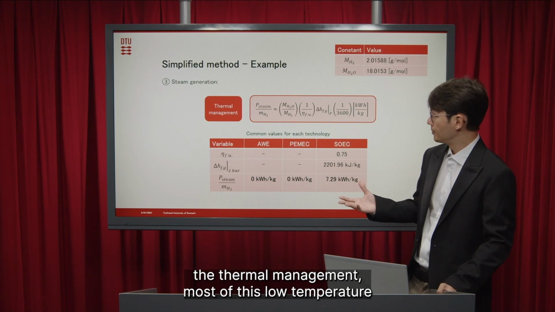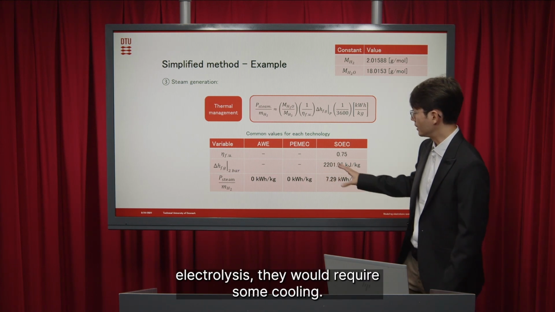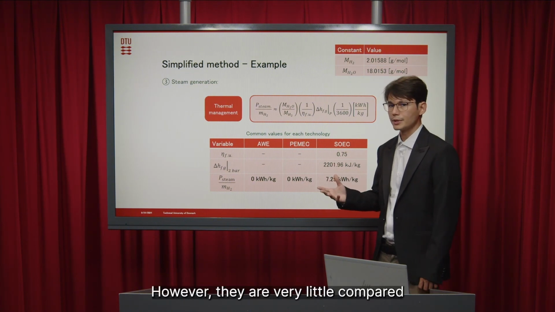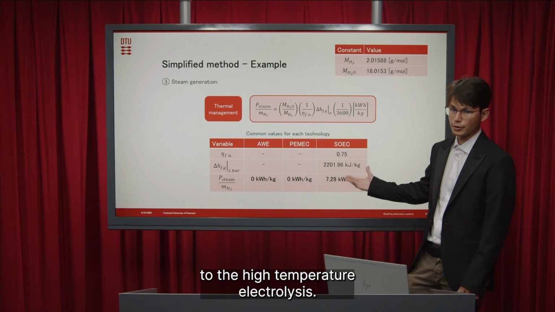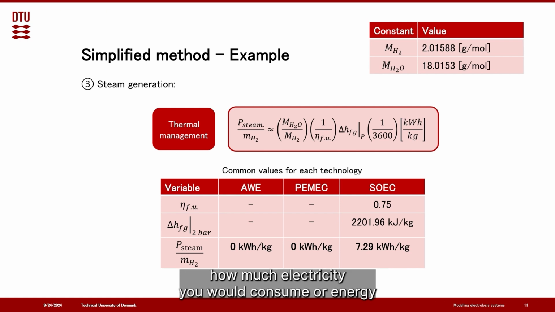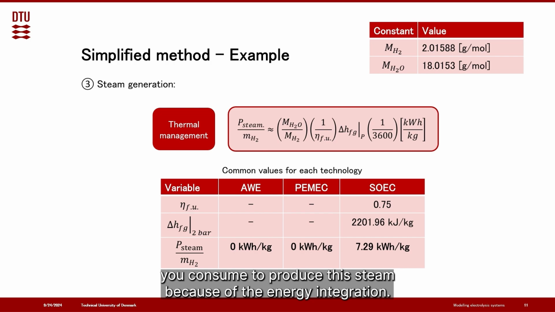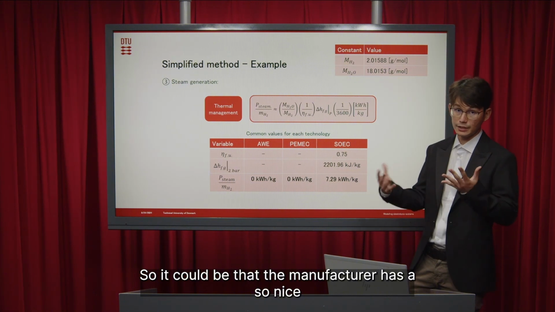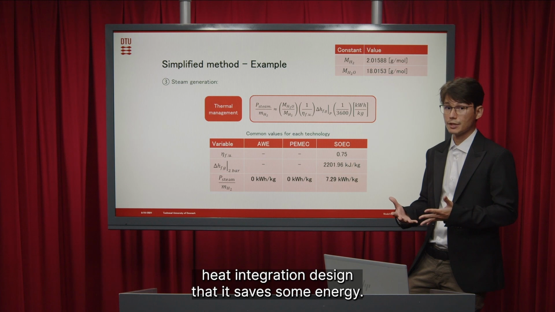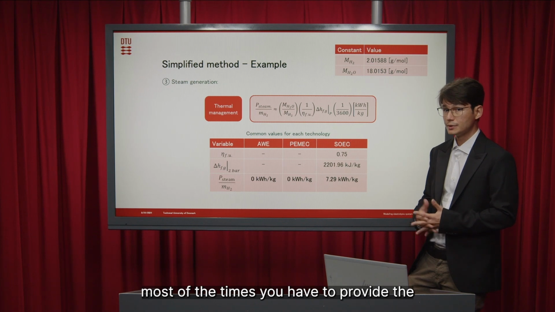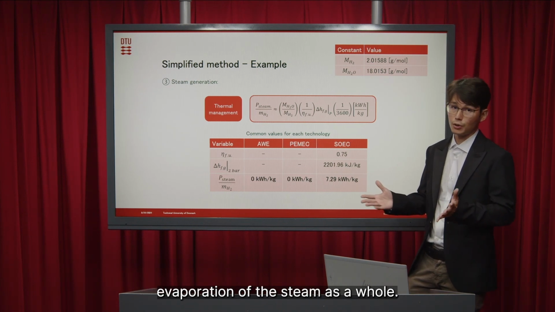Related to the thermal management, most of this low temperature electrolysis would require some cooling. However, it is very little compared to the high temperature electrolysis. And for the high temperature electrolysis, of course, it's a bit difficult to estimate how much electricity or energy you would consume to produce the steam because of the energy integration. So it could be that the manufacturer has such a nice heat integration design that it saves some energy. However, most of the time you have to provide the evaporation of the steam as a whole.